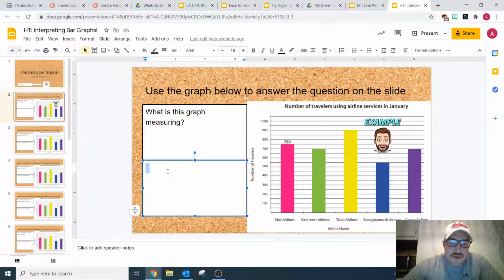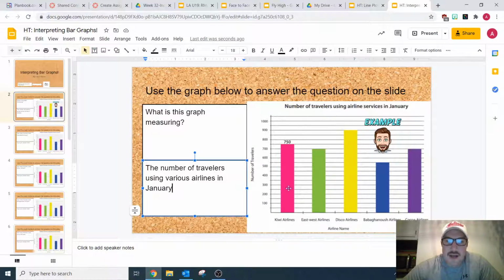Well, it's measuring the number of travelers using various airlines in January. So when I look here, Kiwi Airlines, it says 750. So for Kiwi Airlines, there were 750 passengers, travelers using Kiwi Airlines in January. So that's what our data is, what our graph is showing us.